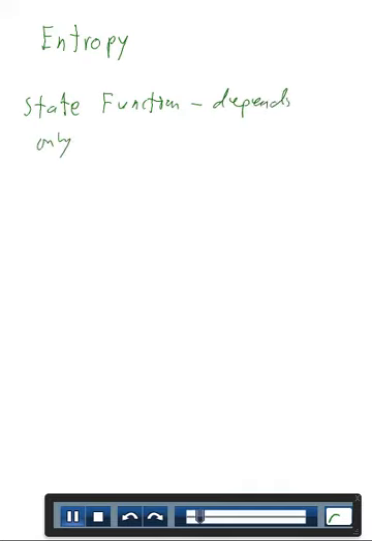Now let's consider the entropy. When we discussed the enthalpy in the first semester of freshman chemistry, you learned that it was a state function. And a state function depends only on the initial and final state of the system.